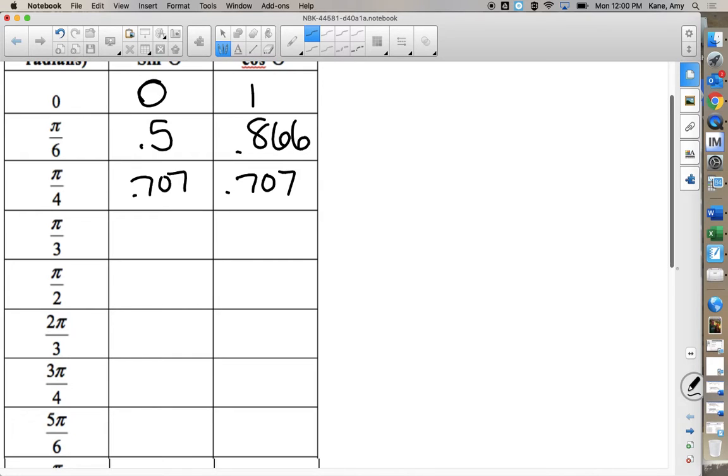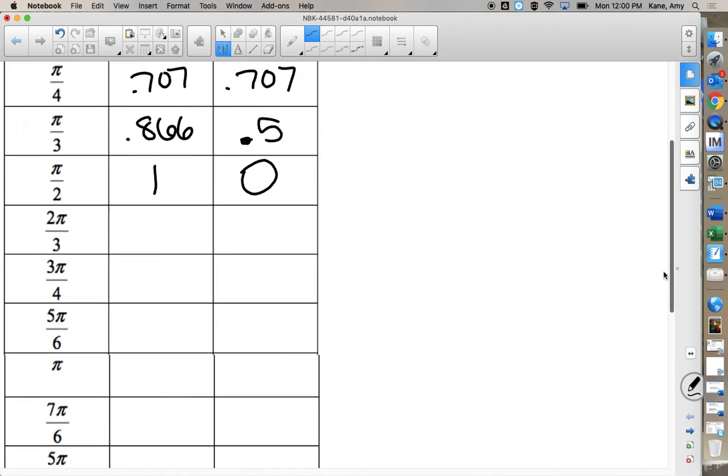And then pi over 3 should be pretty much the opposite of pi over 6 because on the unit circle, those guys are flipped as well. So this is 0.866 and then 0.5. And then at 90 degrees, we have a 1 and a 0. So you shouldn't have any other values besides those. The only difference would be you would have a positive or a negative depending where the angle is located.